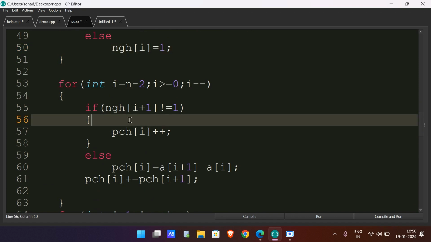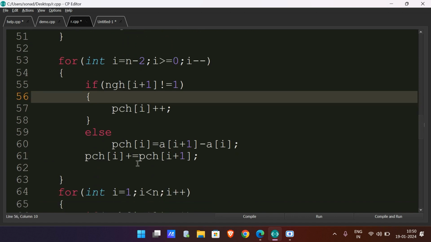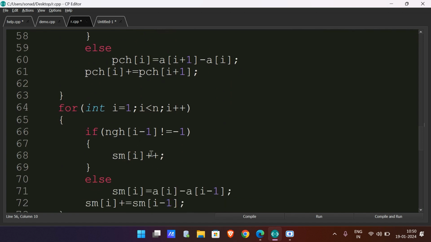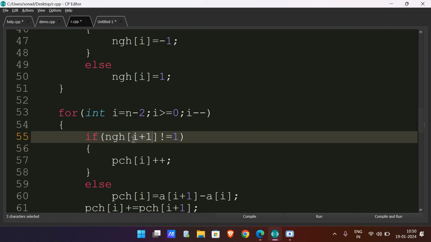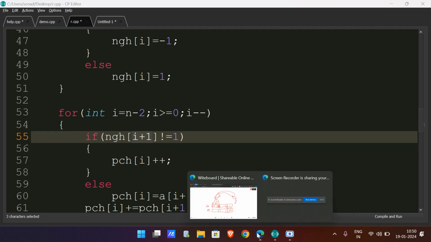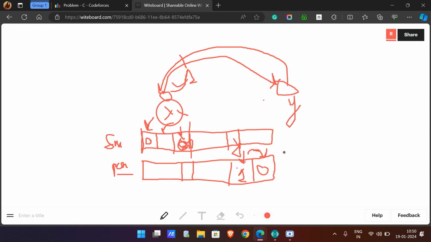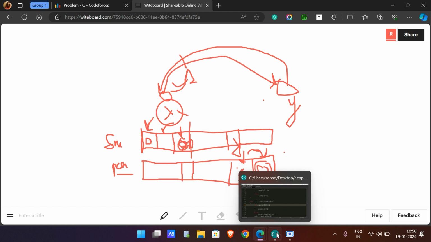Now I'll be calculating the arrays pch and sm; sm is for the sum and pch for the peach. I'm going in the pch direction. Now n-2 to 0, I'm going from the backward. Now if the neighbor of i plus 1, what is it? For this element, what is its neighbor? Is it at the right or is it at the left? That's what I'm checking.